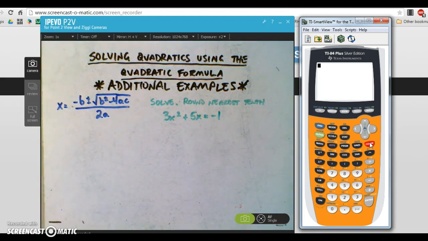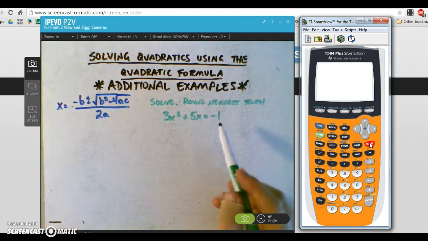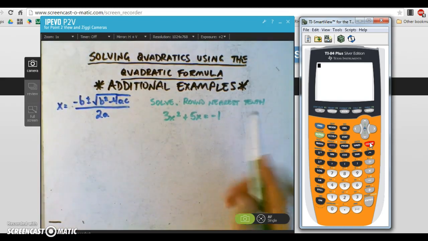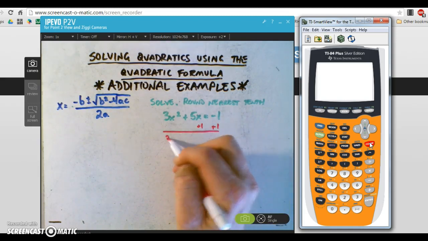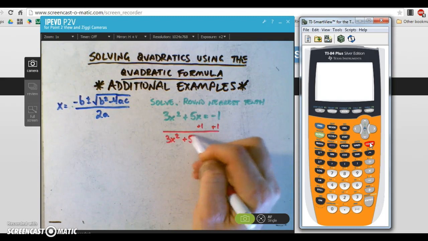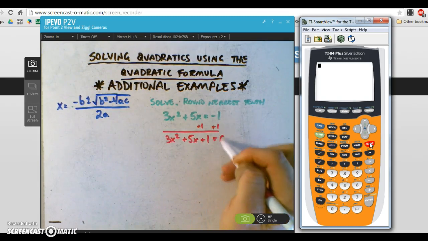All right. First things first. Is this in standard form? No, it's not. This is supposed to equal 0. So I'm going to add 1 to both sides. Let me switch pen colors here. I'm going to add 1 to both sides. And now I'm working with 3x squared plus 5x plus 1 equals 0.